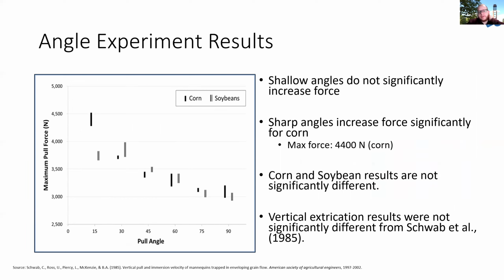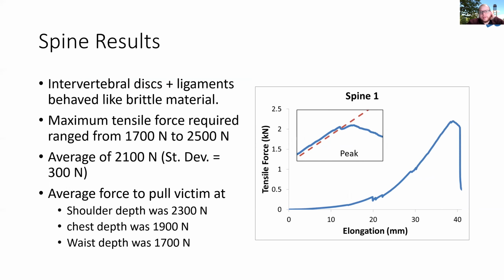In our angle experiment, our large scale experiment, you could see that as we pull at more and more extreme angles, the force actually increases. And this represents both corn and soybean, with the exception at the 15-degree angle, where the soybeans did not increase while the corn still increased tremendously. The maximum force we see is 4,400 newtons, which is a tremendous amount of force. And when you pull at the vertical level, at 90 degrees, that's not very different from other reports that were done before us.